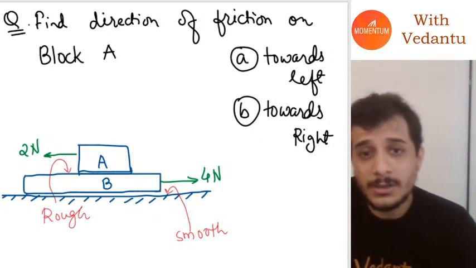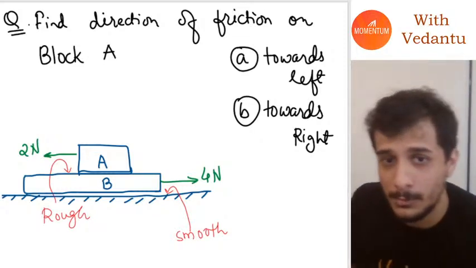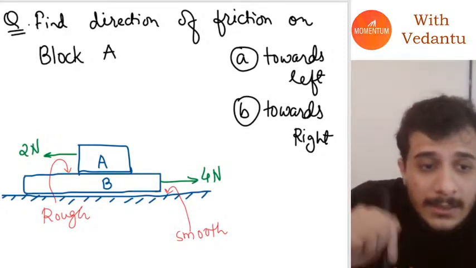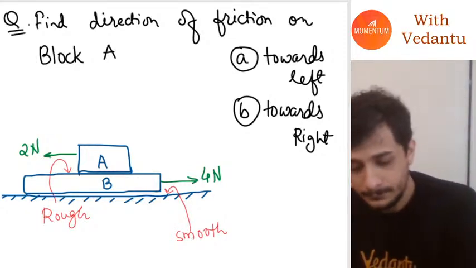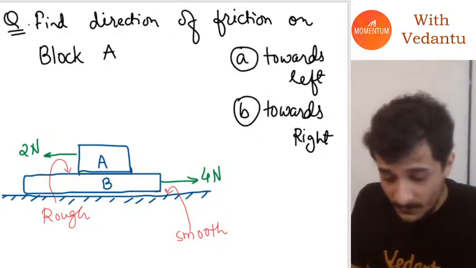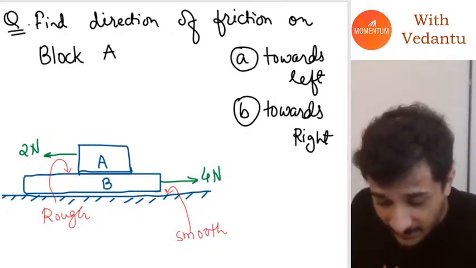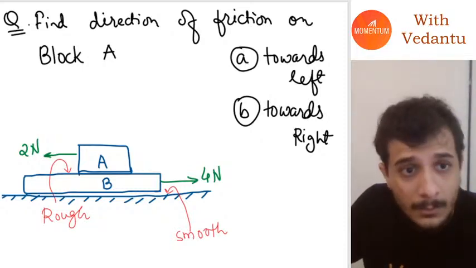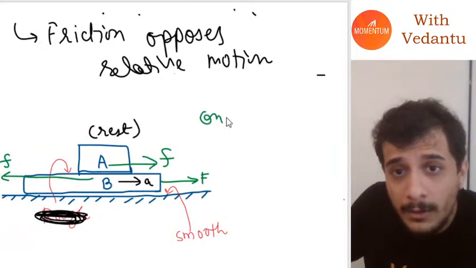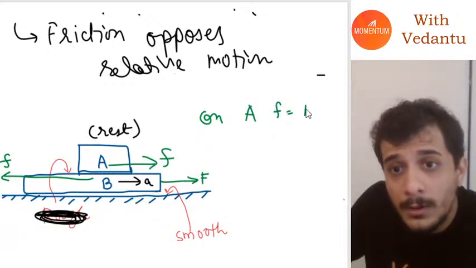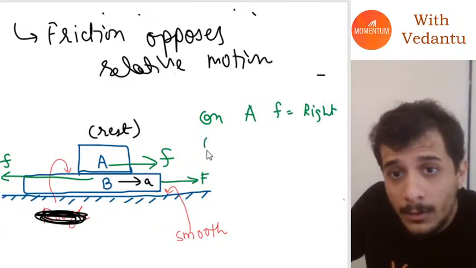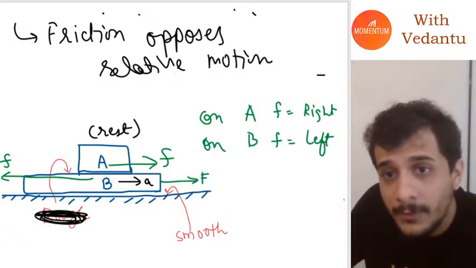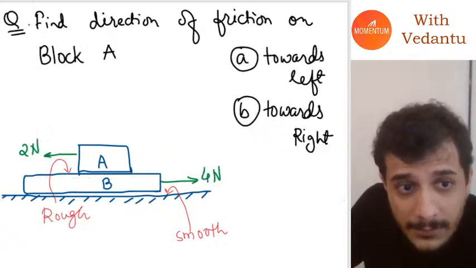Now, if you understood that one, let's try to solve this one. What will be the direction of friction on block A? Once again, tell me. Yes, Akash Dev, on A it is C. Here, if you see, on A the friction is towards right, and on B the friction is towards left.